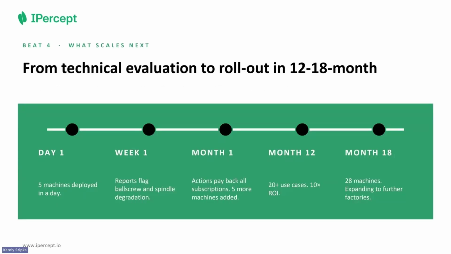And then after picking the first machine, how does it look to scale up the system? And here we see a typical case of how a user runs our system from a technical evaluation on 5 machines to factory rollout within 12 to 18 months. Day one, starting with 5 machines, deployed in a single day.